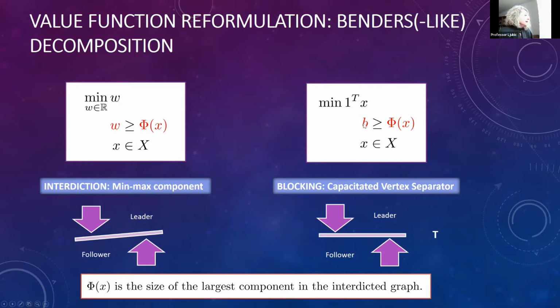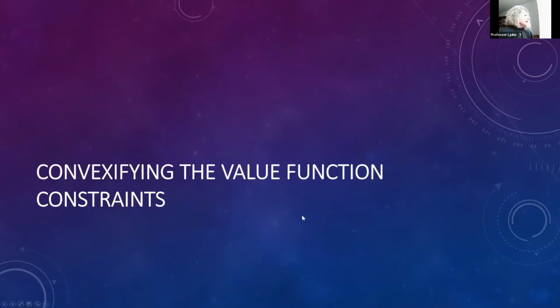Okay, and so what you see here is that if we would be able to translate these inequalities by convexifying the function phi of x and replacing it with a possibly exponential number of linear constraints, we would end up with two very similar ILP models that could be solved, both of them using a branch and cut approach. Okay, so how can we achieve this?